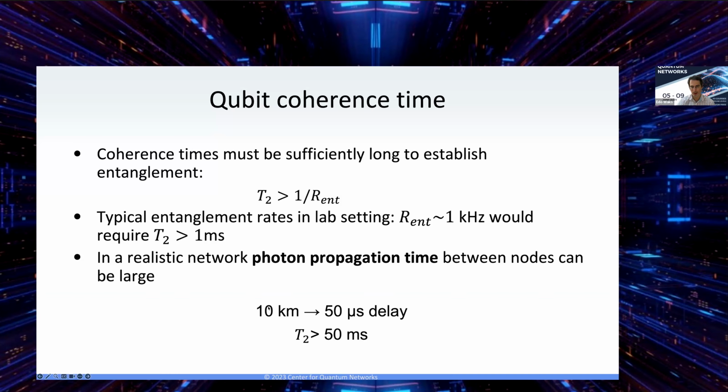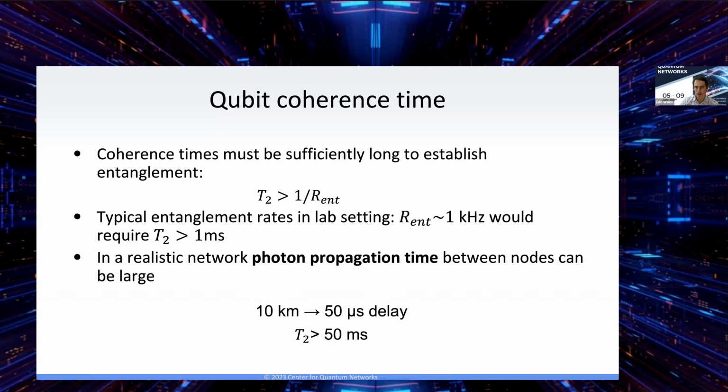For example, in typical entanglement rates in a lab setting, if you have an entanglement rate of 1 kilohertz, this would mean that T2 only needs to be bigger than 1 millisecond, which is not bad. Many qubits have bigger than 1 millisecond coherence times. But in a realistic network, photons have to propagate over maybe 10 kilometers, and that propagation is about a 50 microsecond delay.